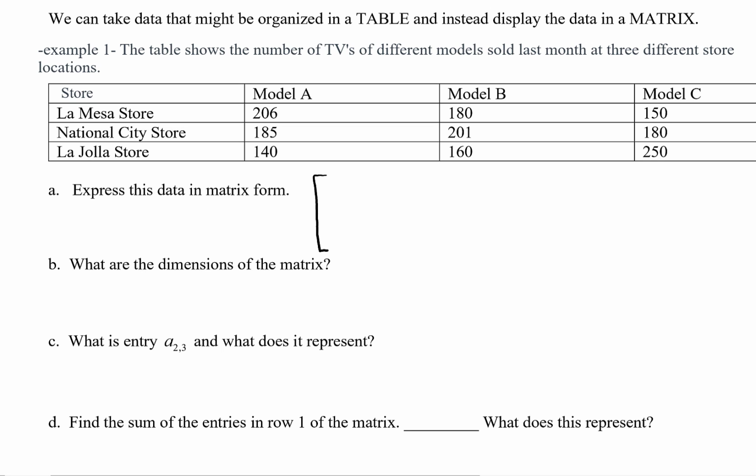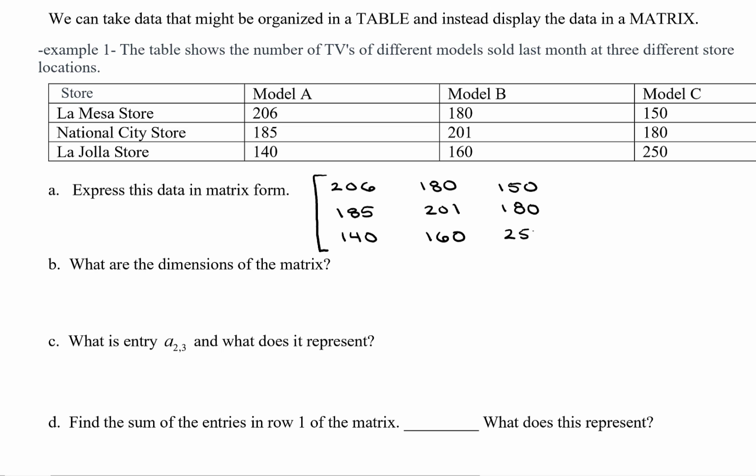A. Express this data in matrix form. So I'm going to create a 3x3 matrix. In the first row, from left to right, we're going to have 206, 180, 150. In the second row, from left to right, we're going to have 185, 201, 180. In the third row, from left to right, we're going to have 140, 160, 250.